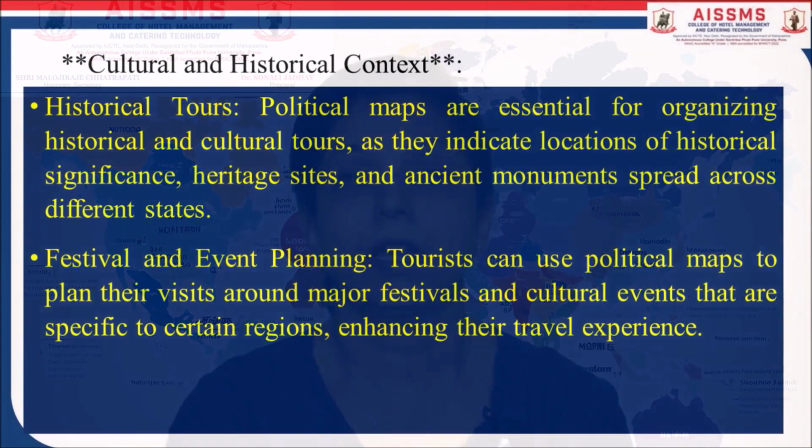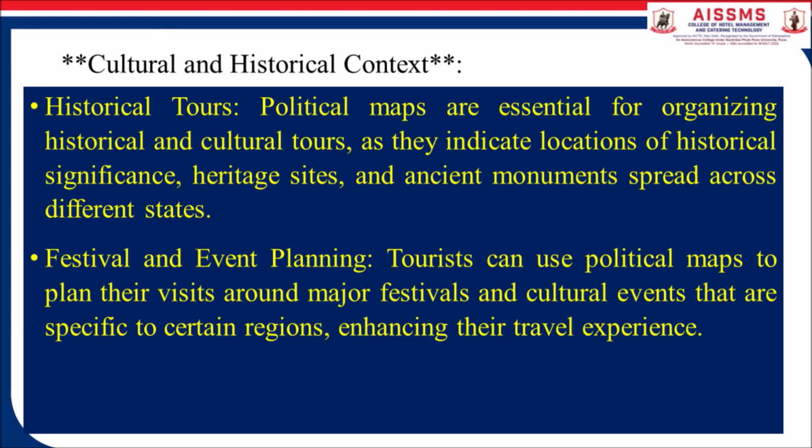Political maps, another highlight, provide the cultural and historical context. Historical tours especially use the political map for organizing the tours and mentioning the locations of historical significance, heritage sites and ancient monuments which are spread across the states. Not only this, festivals, which are a highlight of Indian tourism, can also be marked based on the political maps.